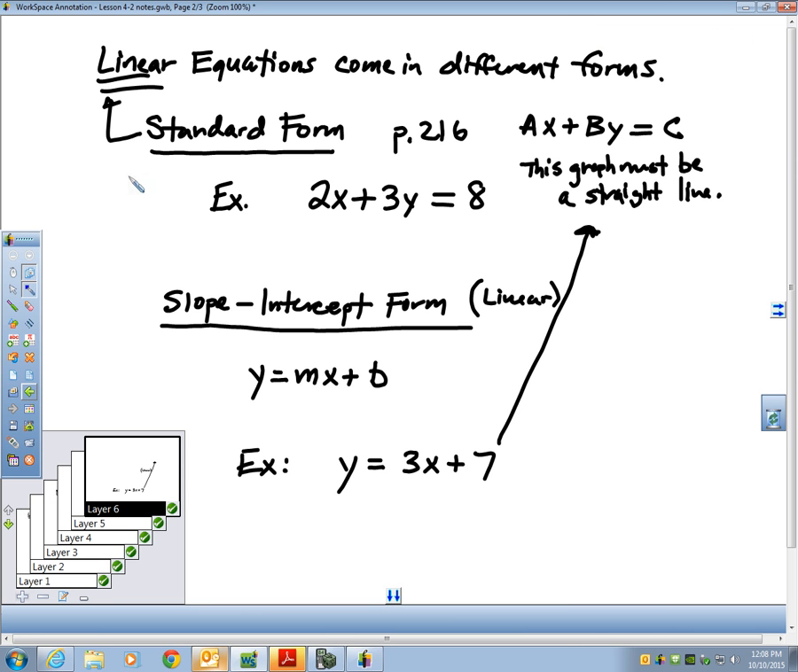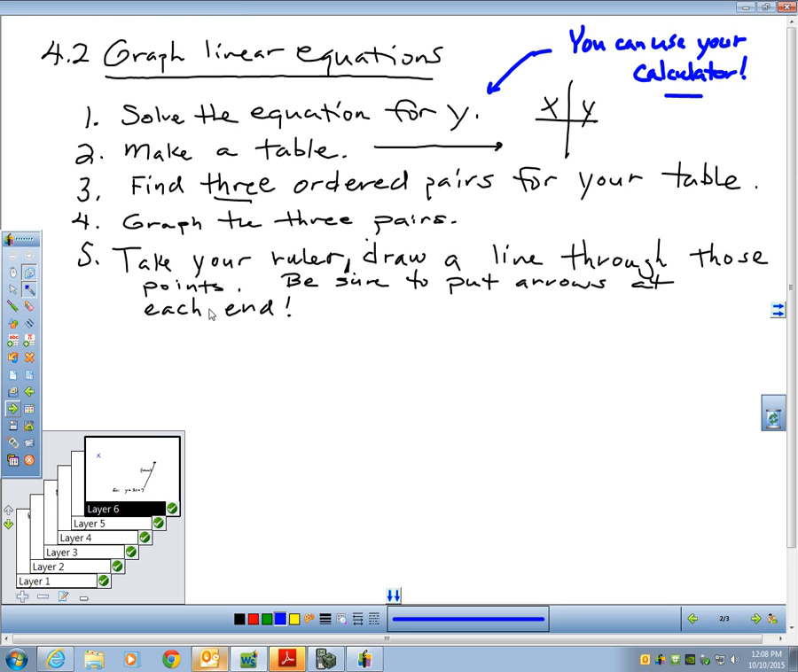You see standard form, I'll put a little X next to that. Your calculator will not work in standard form. It does work in slope-intercept form. I think it'd be easiest just to do a couple examples, okay?